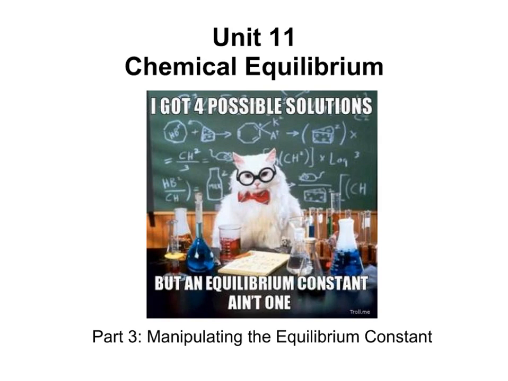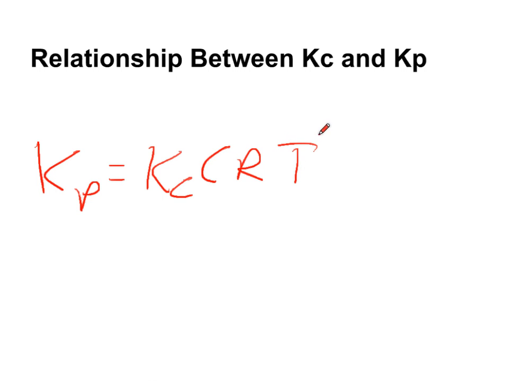Part 3 of Unit 11 is about manipulating the equilibrium constant. There's a special relationship between Kc, the equilibrium constant for concentrations, molarity, and Kp, the equilibrium constant when pressures are used. This equation is on the green sheet, but we'll go ahead and go over it here. That relationship is that Kp is equal to Kc multiplied by RT to the delta N power.